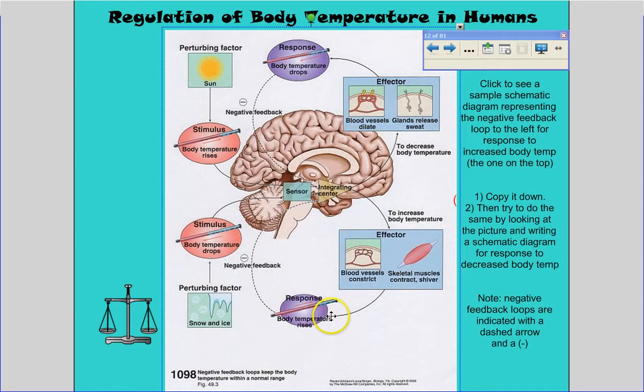So these changes will bring about an increase in your body temperature, which is the response. And when that temperature gets back up to normal, then these earlier steps would be turned off. So that's negative feedback. Okay, and we indicate negative feedback with a dashed arrow and a negative sign to show that it's negative feedback.